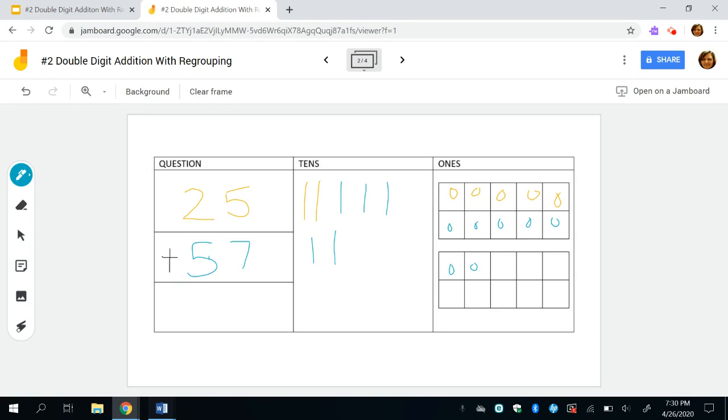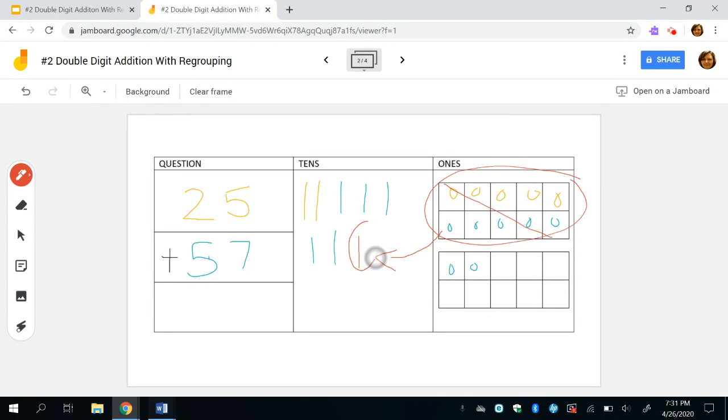So now I need to look at my ones column. Do I have more than 9 ones to make a 10? Right, we've used 10 frames before, so we know that if a 10 frame is full, then we have 10. So I'm going to take those 10 and I'm going to regroup them to the tens column. So I'm taking 10 ones and I'm making them into a 10 because it doesn't make sense to keep 10 ones when we can just make one 10. So I've regrouped that to the tens.